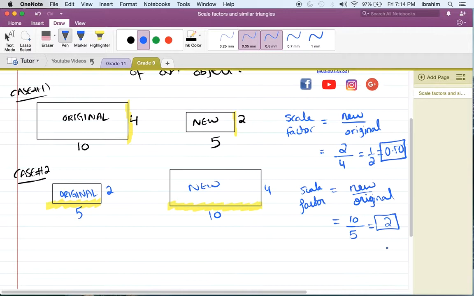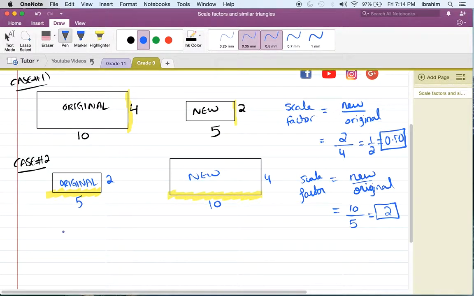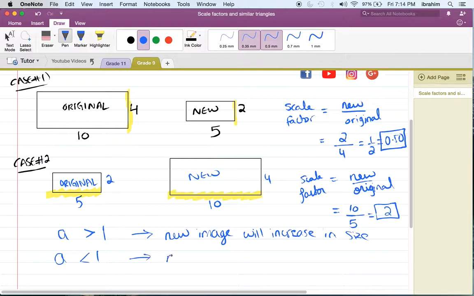Now from these two examples, what we can conclude is if your scale factor, the variable a, is greater than 1, then my new image is going to be bigger. The new image will increase in size. In contrast, if a is less than 1, then my new image will decrease in size. And if you look at the above examples, you can see how it works.